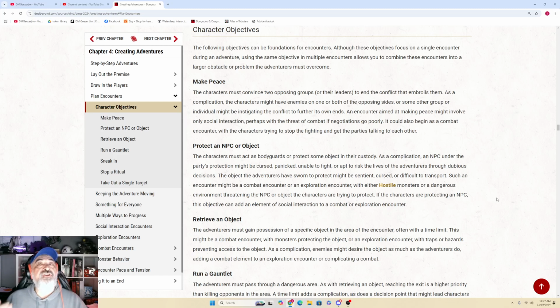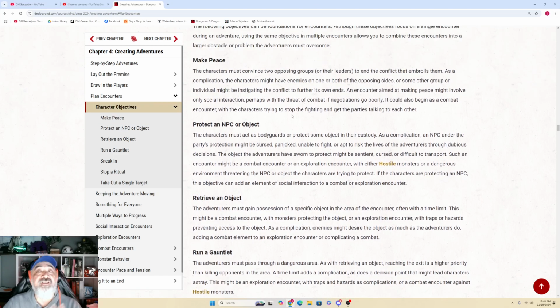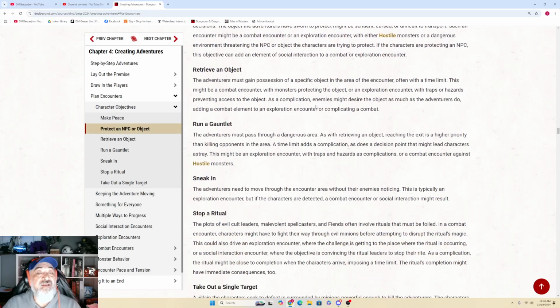More to the point, now you should have an idea of what you're wanting your players to do. So these are the whole gist of our adventure. These objectives don't necessarily indicate the entirety of your adventure. Three or four of these things can make encounters that add up to your adventure. So if they have to first retrieve an object, then protect the object, while they run a gauntlet of two armies that are killing each other, who happen to be enraged by the existence of this object, maybe they can make peace in this encounter.